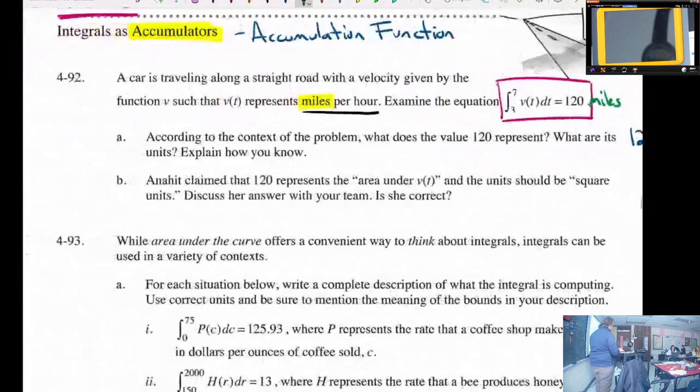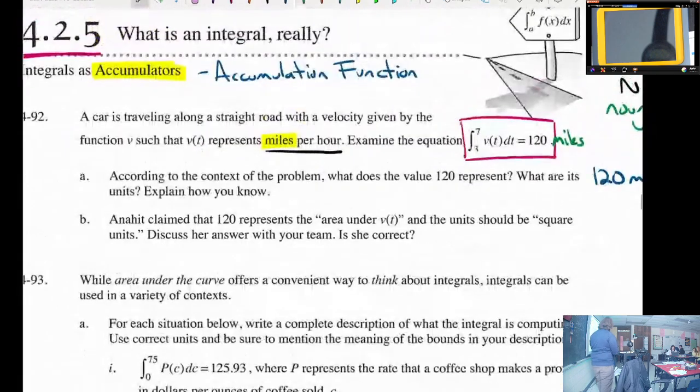When we started this lesson, we talked about the difference between the area under a curve versus an accumulation function. You can represent the accumulation of miles with an area, but that's not actually an area. So even though area is a useful way to think about integrals, it's not actually an area. So it wouldn't be miles squared. That would be silly. 120 miles.